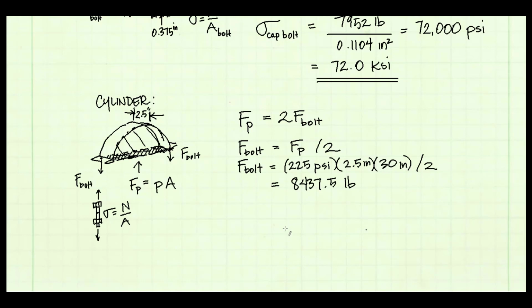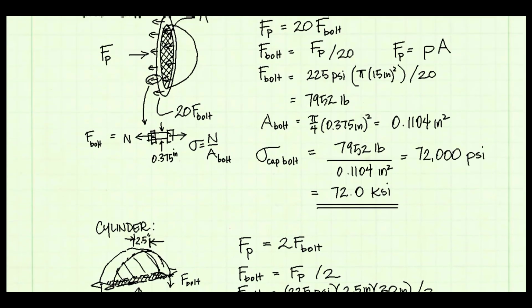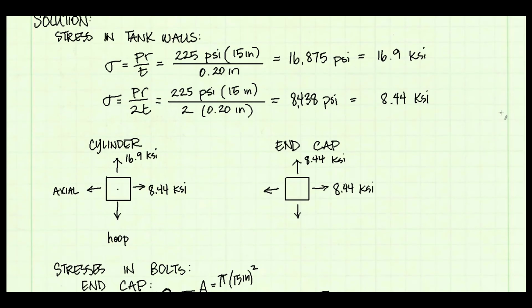And I compute that the force on a single bolt in the cylinder is 8,437.5 pounds. Using the normal stress equation for an axially loaded member, I compute that the stress for the bolts in the cylindrical portion of the tank is 76.4 KSI. And now our problem is complete. We have the stress in the bolts in the cylinder, in the end cap, and the stresses in the tank wall.